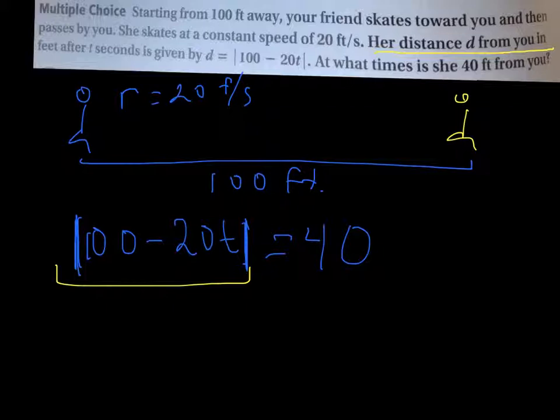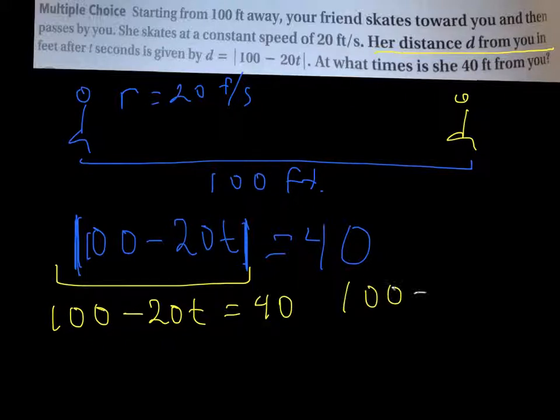So you set that equal to 40, and then you solve the two separate equations. 100 minus 20t equals 40, and 100 minus 20t equals negative 40. That's a negative 40 over there. So again, you solve just for the absolute value expression, which this equation already had all by itself, and then you set that equal to the positive of this and to the negative of this.